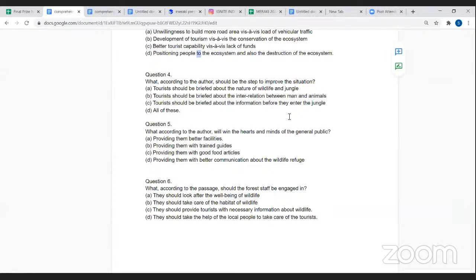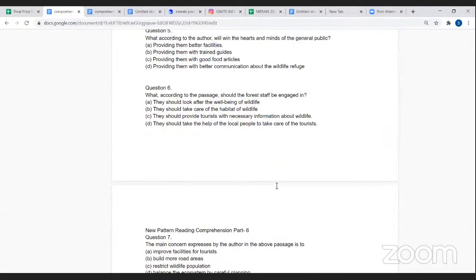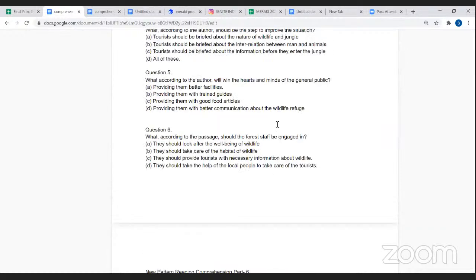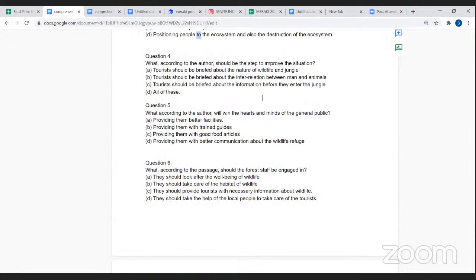Option D. Providing them with better communication about the wildlife refuge. Question 6, option 4, right? All of these. Oh, sorry, I read the wrong one. All of these. D. Option D.